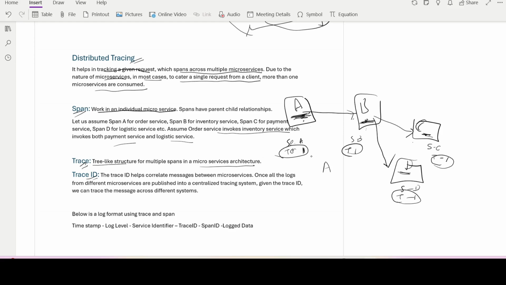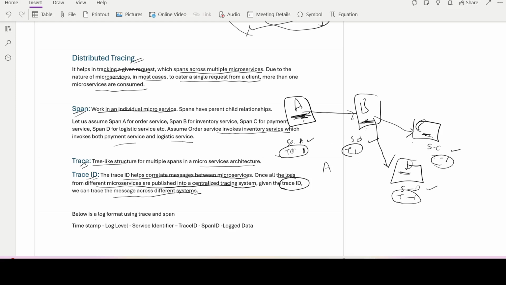Now by aggregating all the traces, we will come to know what happened in A, what happened in B, what happened in C, what happened in D. So the trace helps to correlate messages between microservices. Once all the logs from different microservices are published into a centralized tracing system, given the trace ID, we can trace the message across different systems as we explained.